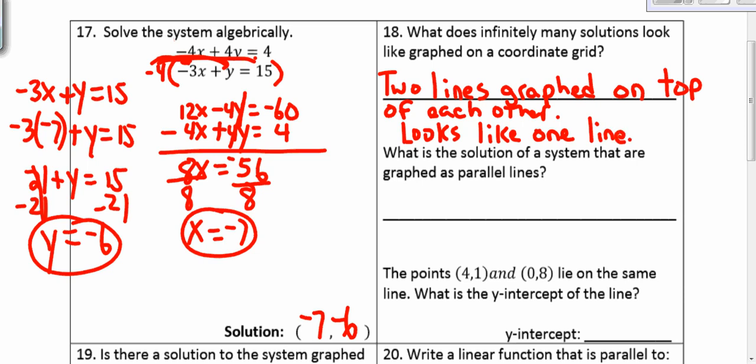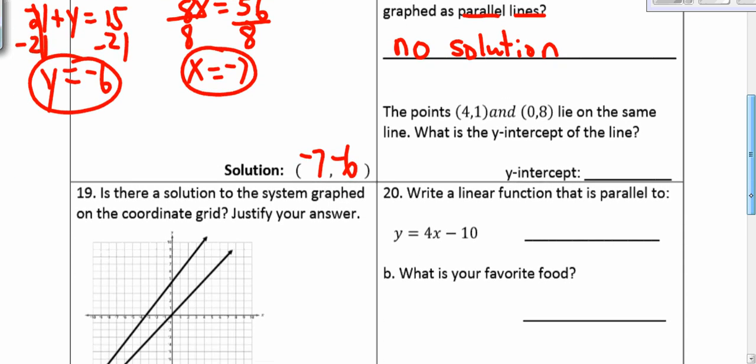What is the solution of a system that is graphed as parallel lines? If they're parallel lines, it has no solution. They will never meet, they will never intersect, but that's all you have to say about that.